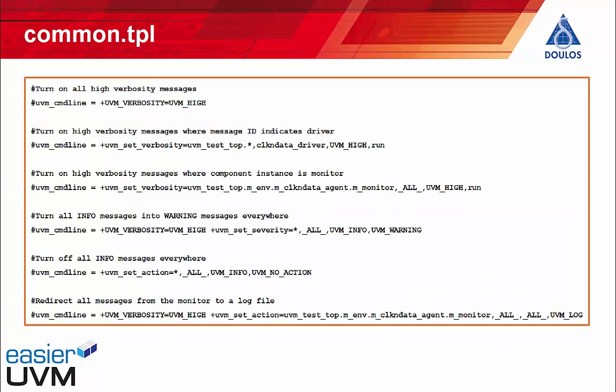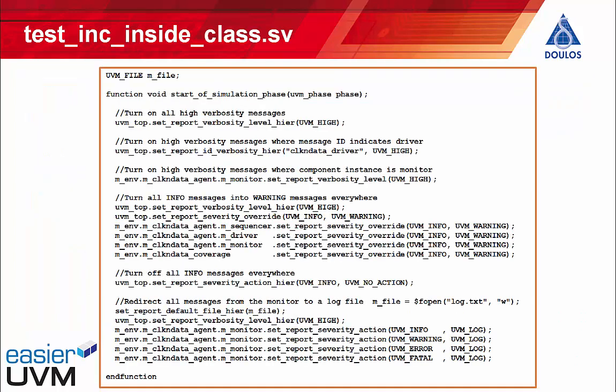Then the common.tpl file, that's the control file that's common to all of the agents within our Easier UVM code generator, contains a set of alternative command lines that we can enable. So we've got a number of UVM command line settings here in the Easier UVM code generator that are adding particular flags to the UVM command line. I'll highlight what those flags actually are as we talk through the example.